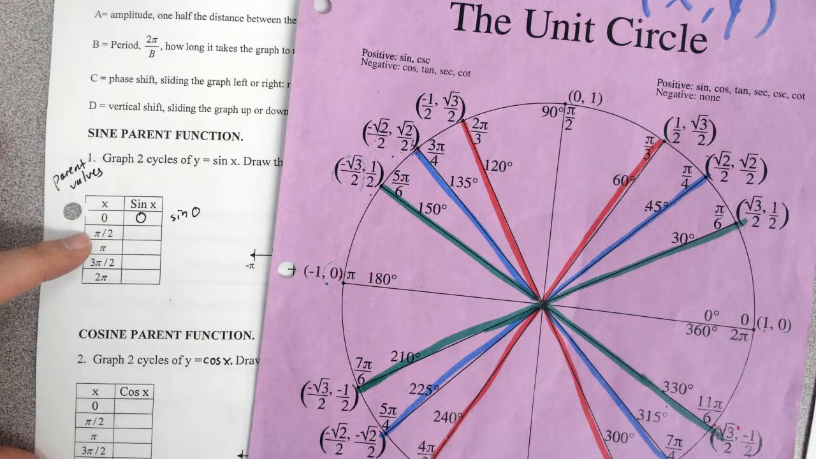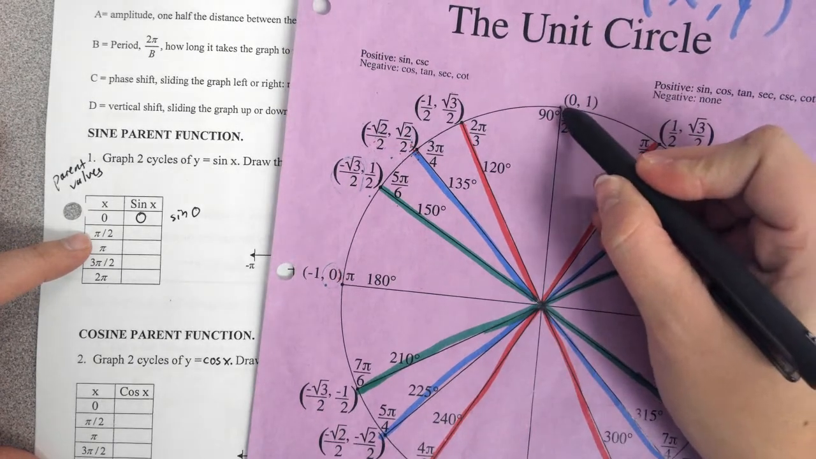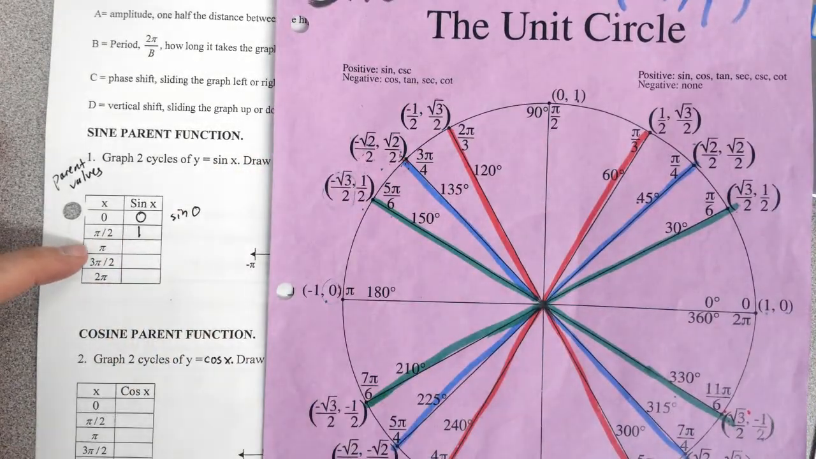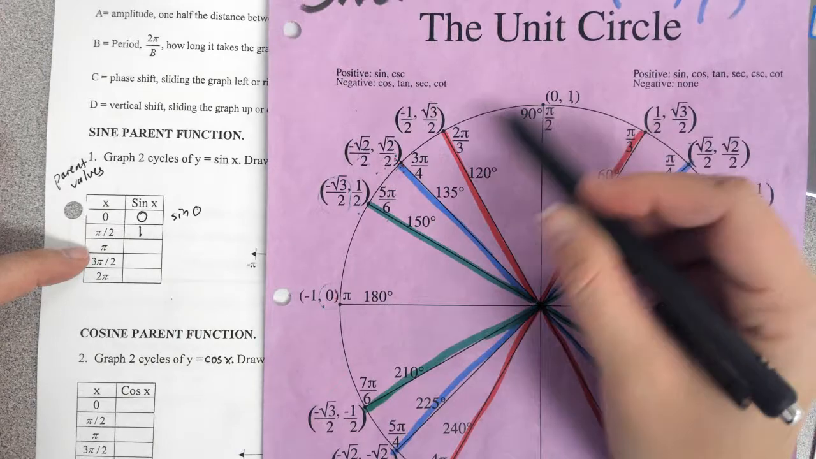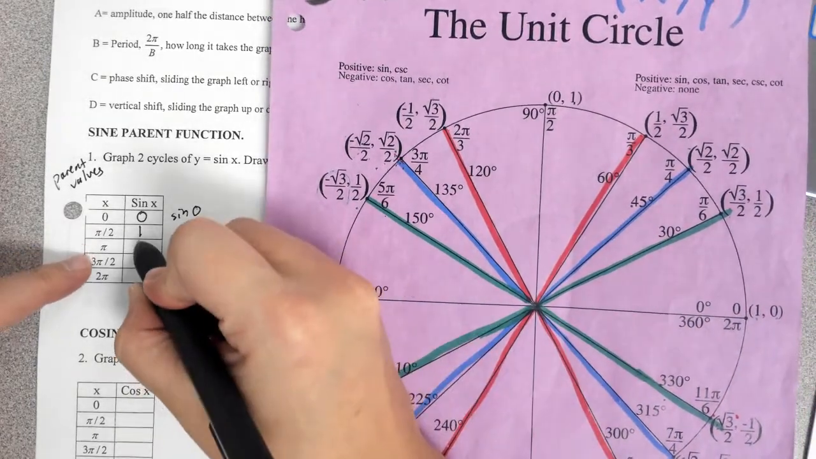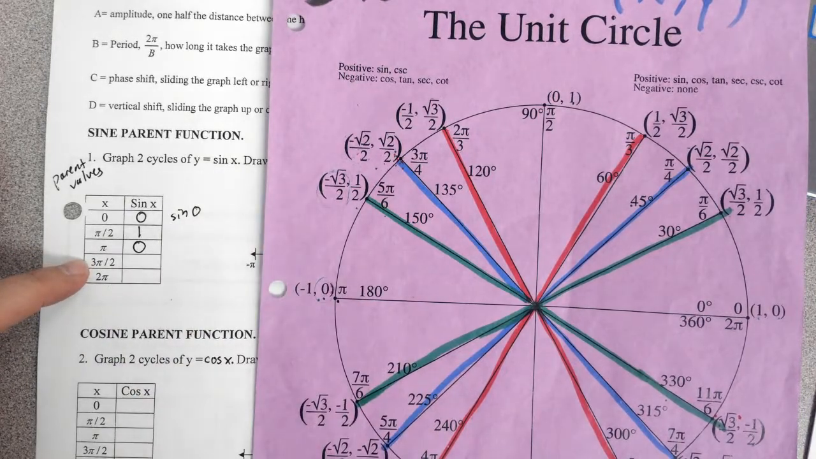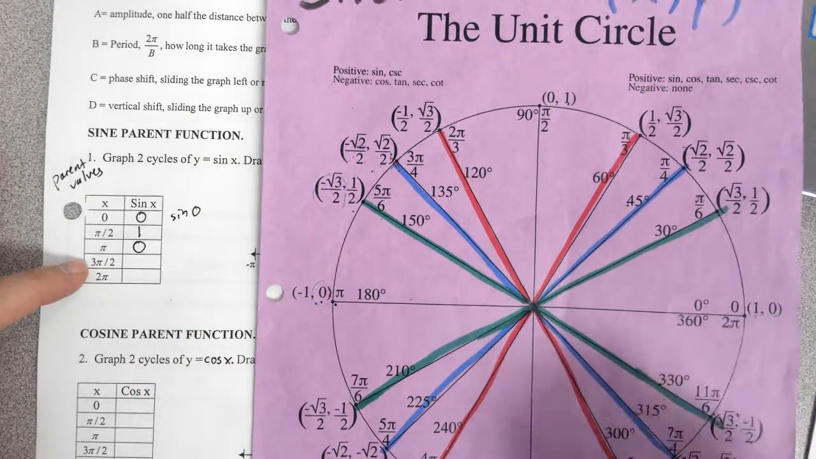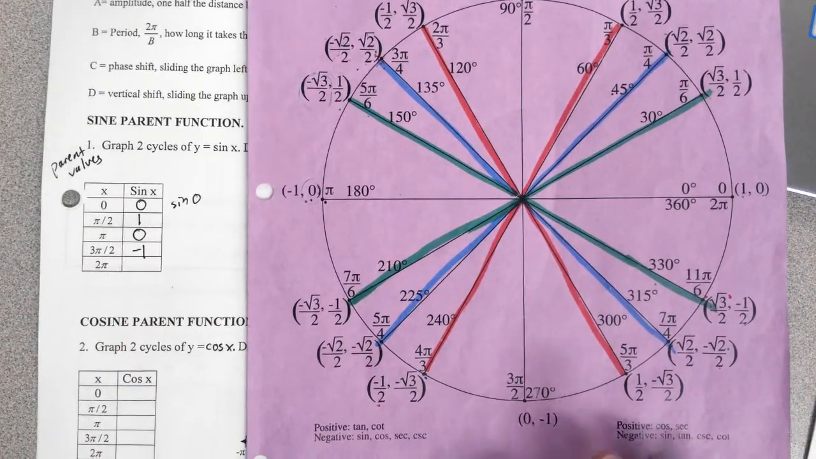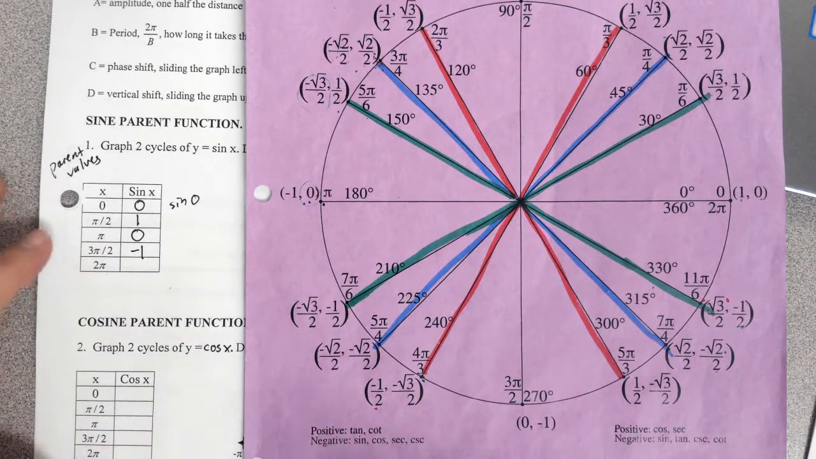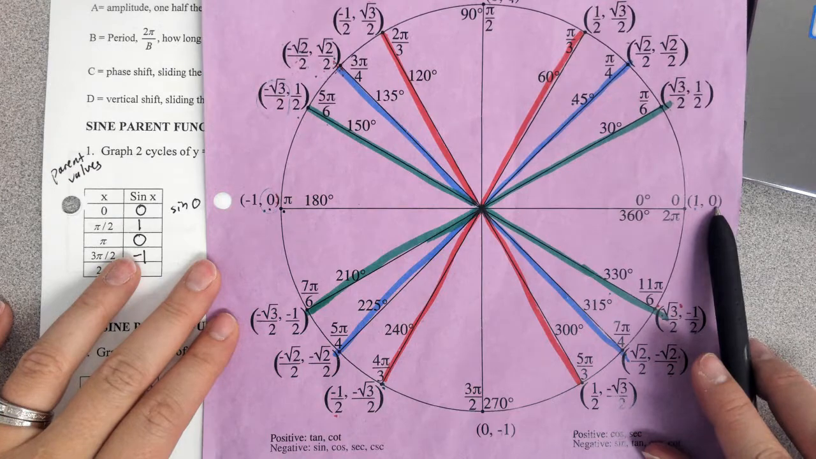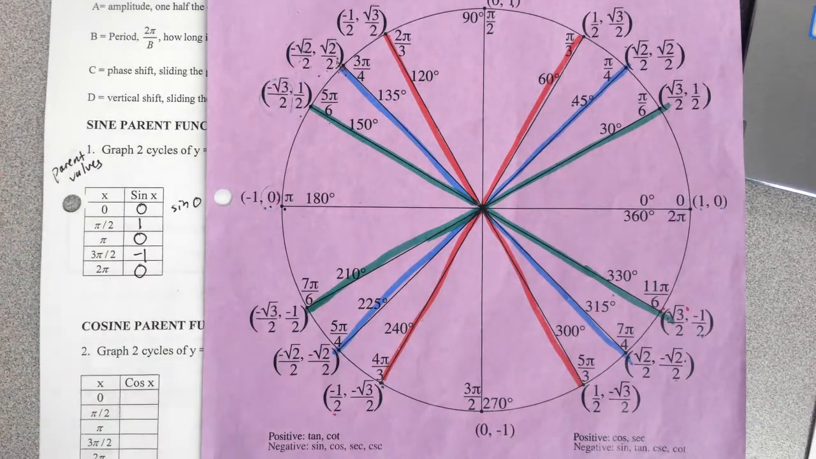The sine of pi over 2, I go to pi over 2. Again, sine is my y coordinate. So I'm going to fill in 1. Sine of pi, I go to pi. The y coordinate would be 0 once again. Sine of 3 pi over 2, I'm down here at negative 1. And then the sine of 2 pi, I'm back around to 2 pi. The y value would be 0.